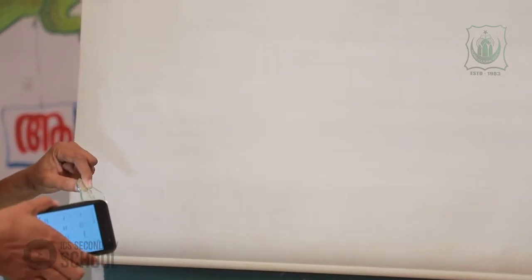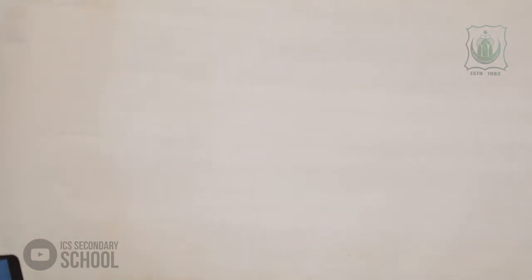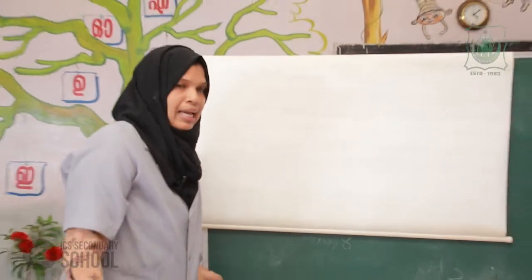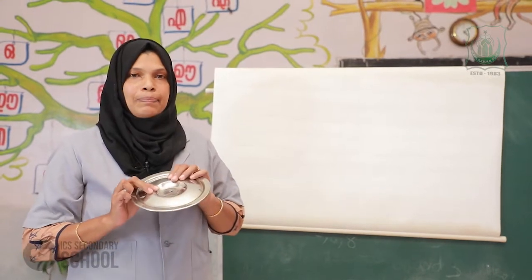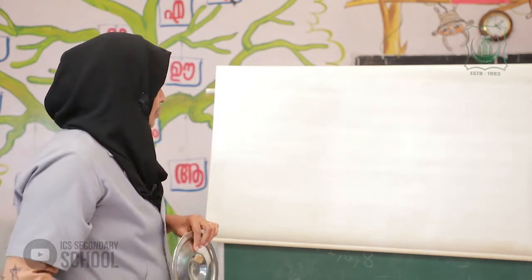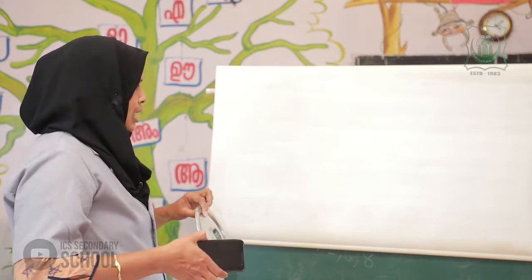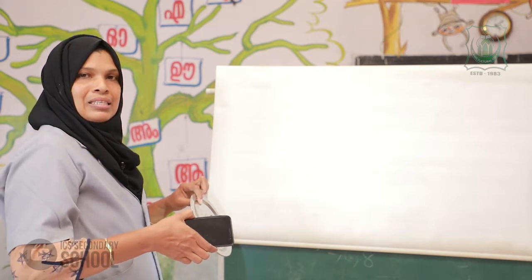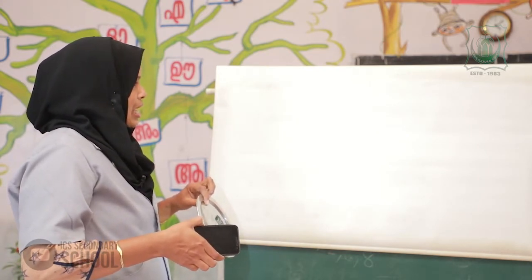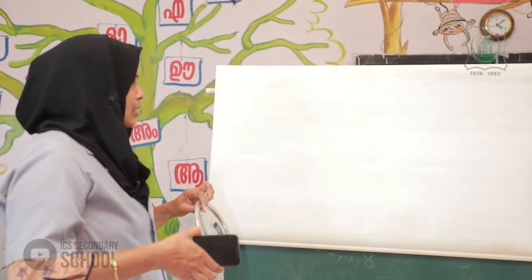What is your observation? You can see that light is reflected. Then next, you take a steel plate. Direct the light from the torch into the steel plate. Look here. What is your observation? You can see that light is reflected. The steel plate reflects light very well.